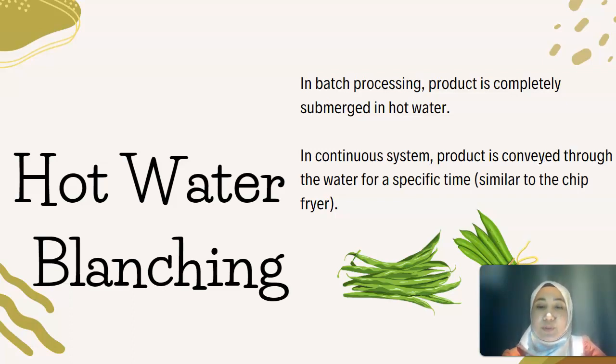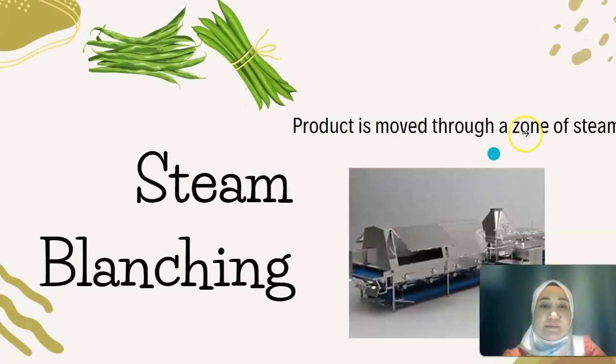Next slide, I'm going to show you the factors that will affect the time and the effectiveness of the blanching process. For the continuous system in hot water blanching, the process is similar to a chip fryer. It's quite a similar process. Next, for the steam blanching process, the product is moved through a zone of steam.